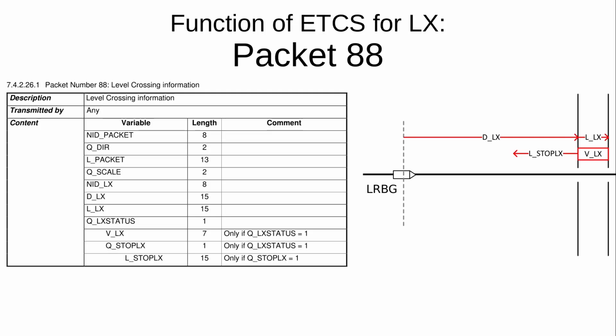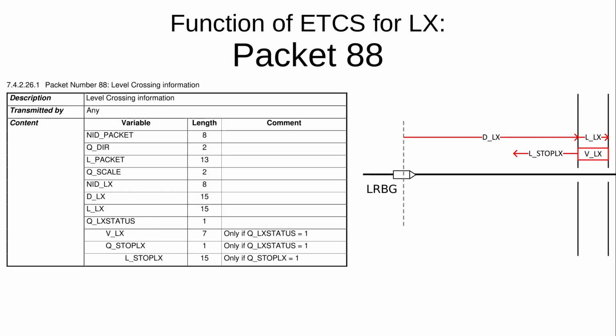Inside of the packet, the following variables get transmitted to the train. In NID packet, the type of the packet, it's packet 88, so 88. In QD, the direction for which the packet is valid. In L packet, the length of the packet. In Q scale, the resolution of the length scale. In NIDLX, a number of the level crossing is transmitted to enable the onboard unit to reference a packet 88 with changed information to the correct level crossing to replace the information from a previous sent packet 88.